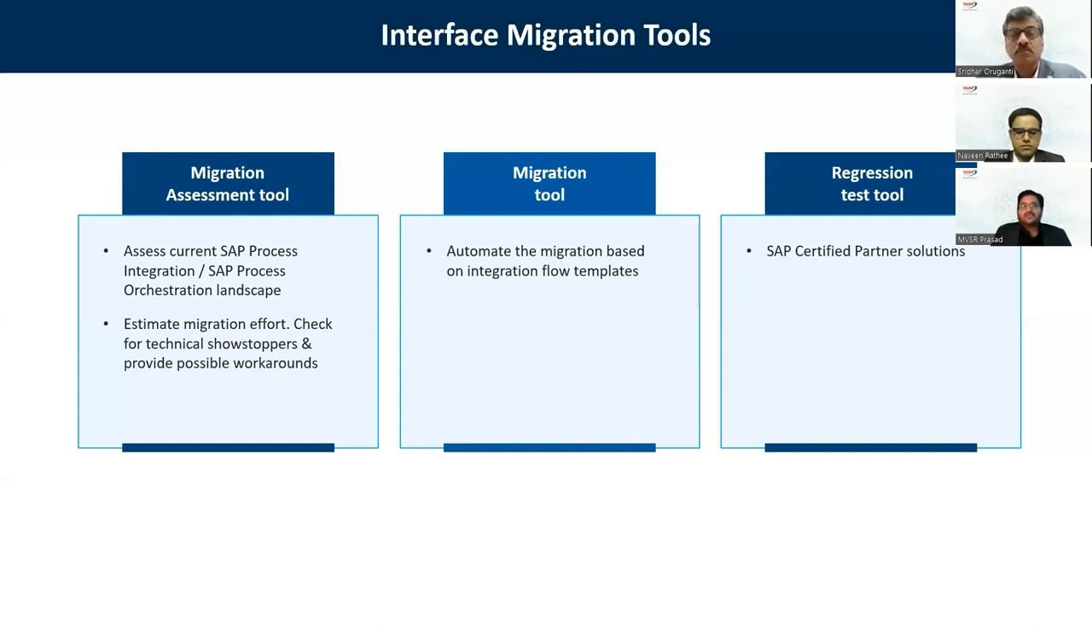Then the regression test tool. This is the major area where the handshake between the systems, the business scenarios, how the business scenarios are acting, and any field mappings that are different when it comes to target system changes, can all be identified with the regression test tool, including performance. SAP at this point in time has not yet confirmed the regression test tool, but they are suggesting to go with certified partners to have these tools.